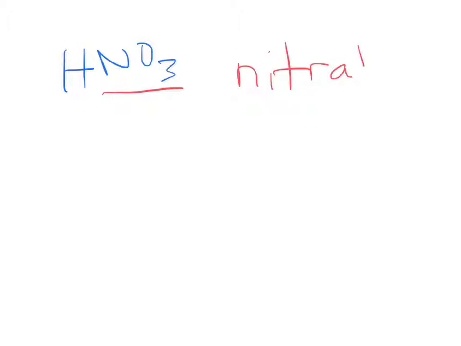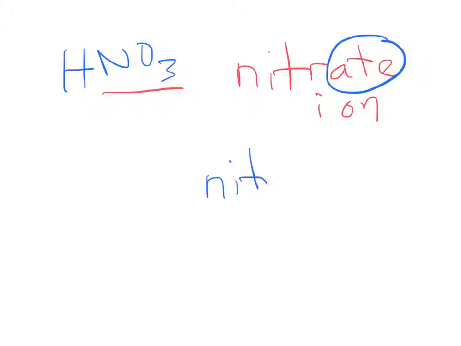Let's consider HNO3. So this NO3 is the nitrate ion. So since this ends with ate, it's going to become ic. So the acid name is going to be nitric acid.